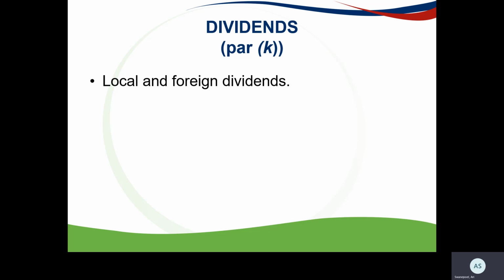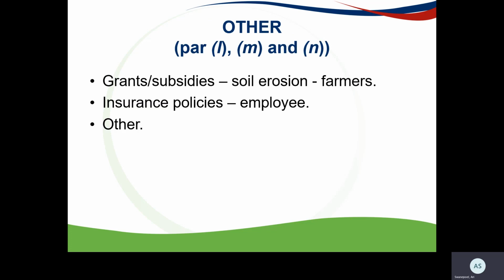Dividends, local and foreign, are included in gross income. There are several exemptions available for local and foreign dividends, which you will also learn about at a later stage. Any other amounts? Okay, grants and subsidies that farmers receive to perform soil erosion works will be included in gross income. Insurance policies on the life of employees will be included in gross income, but there are certain exemptions that also apply if amounts have already been included in the employee's income, which will be dealt with later.